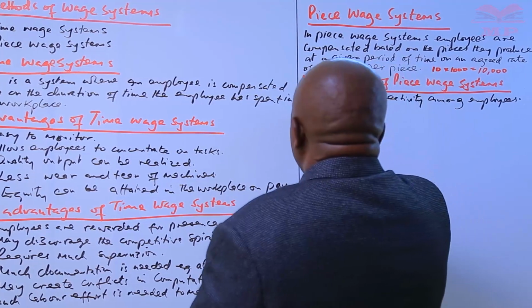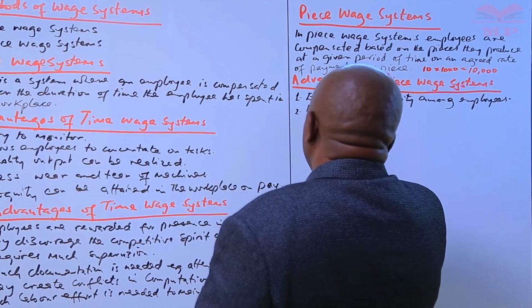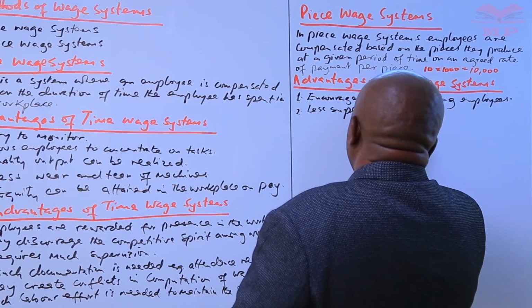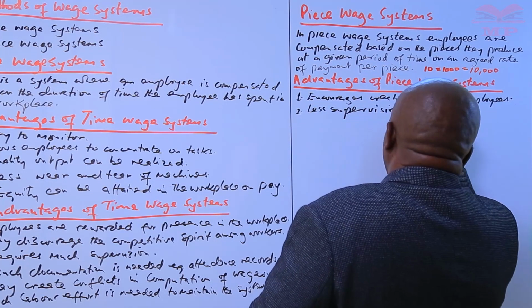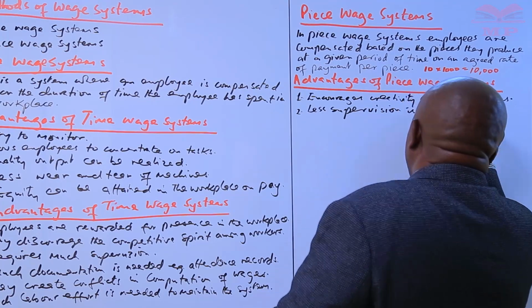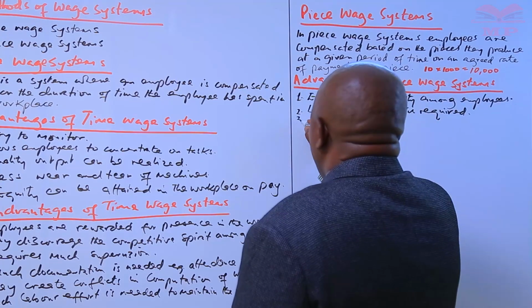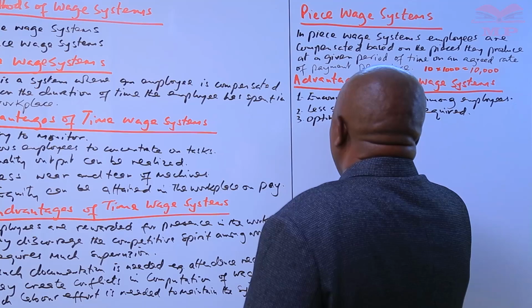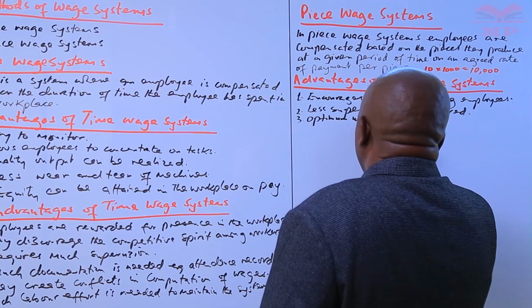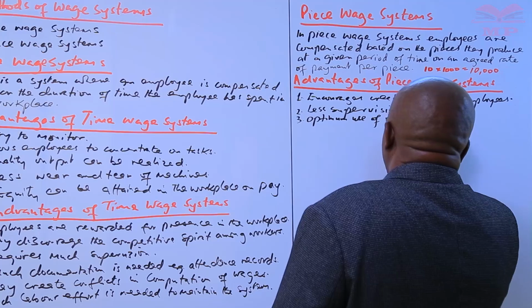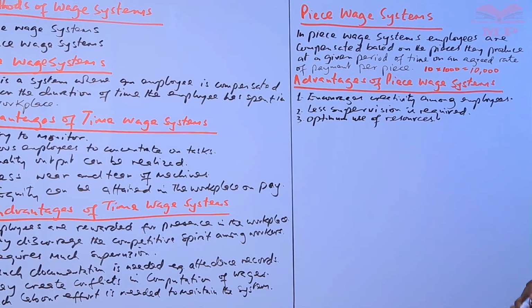Then number two, less supervision is required. Less supervision is required because what is now supervising employees is their output, because basically that is their interest in terms of earning. Then number three, optimum use of resources. So workers will ensure that they make optimum use of the resources available to ensure production takes place so that they can also benefit.